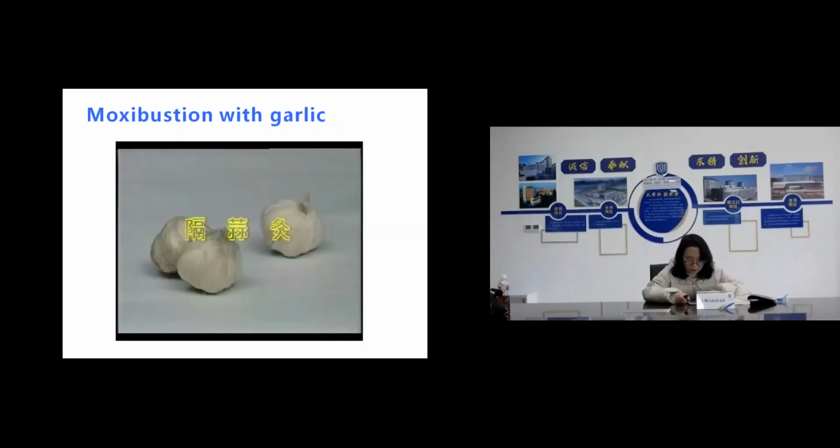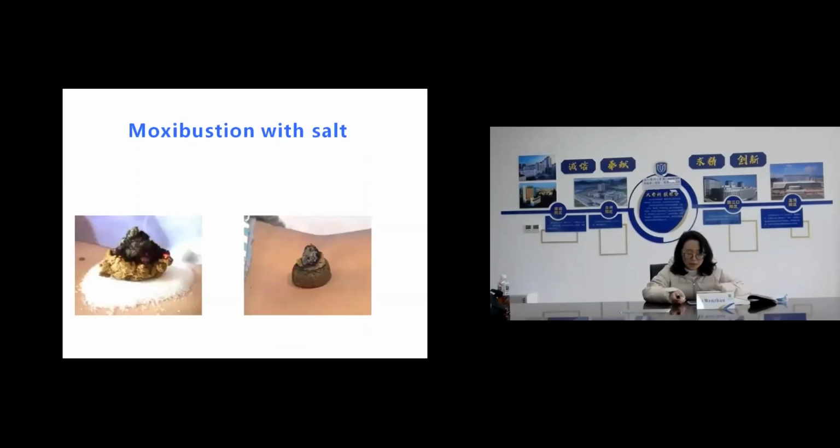Another one is garlic. Also, we can cut the garlic into small slices and put the moxa cone on the garlic. And here is moxibustion with salt. First, cover the salt on the navel, then ignite the moxibustion, the moxa cone.